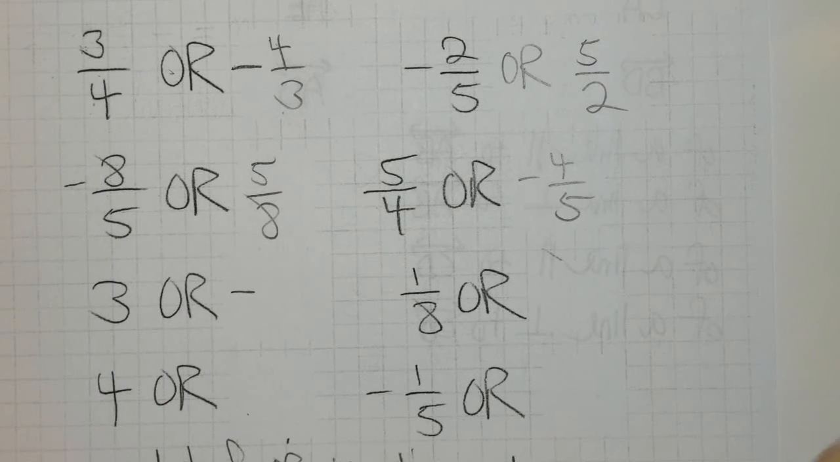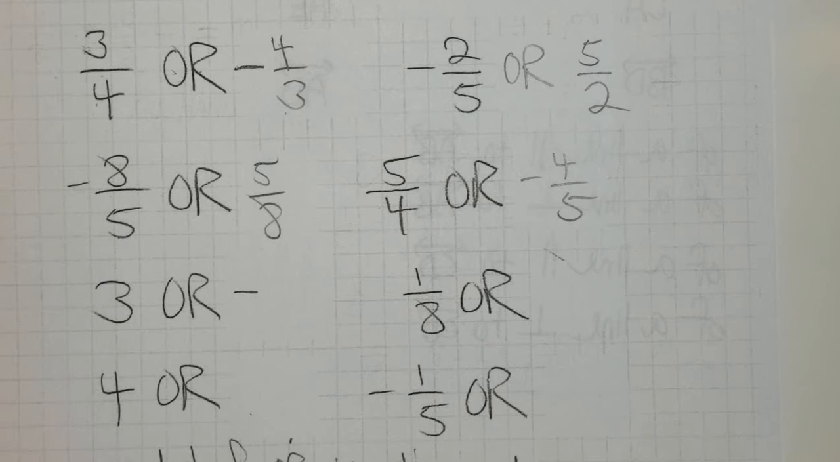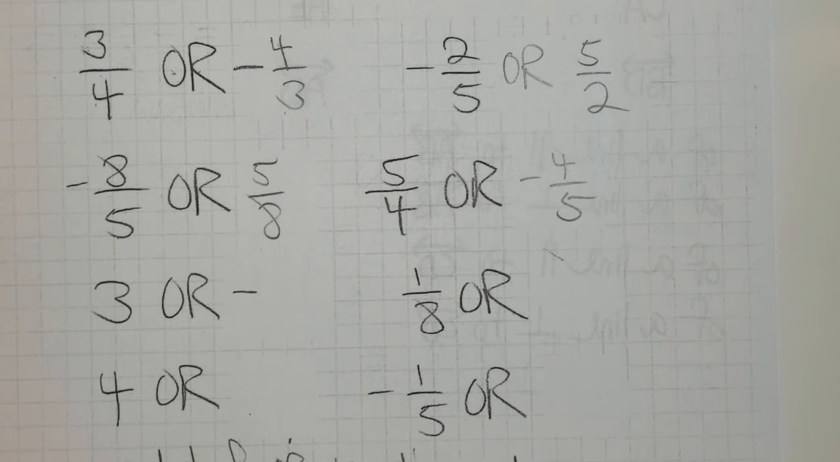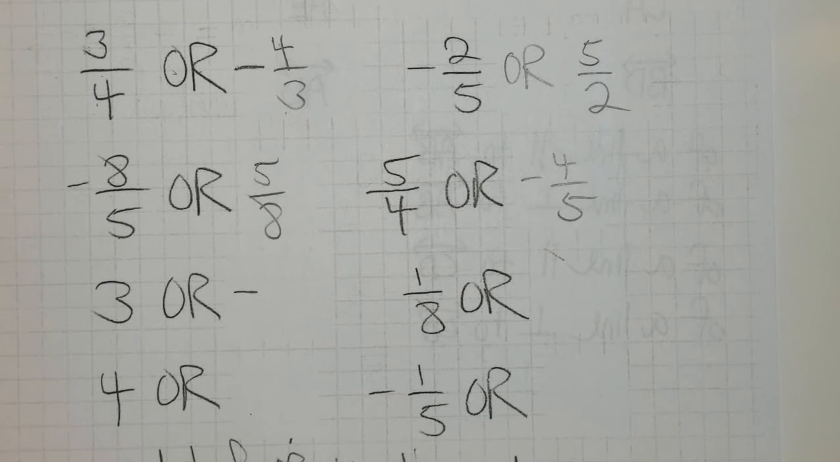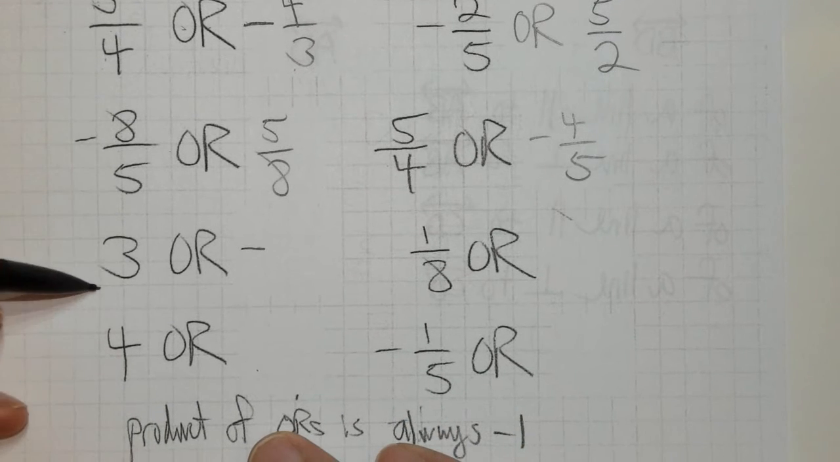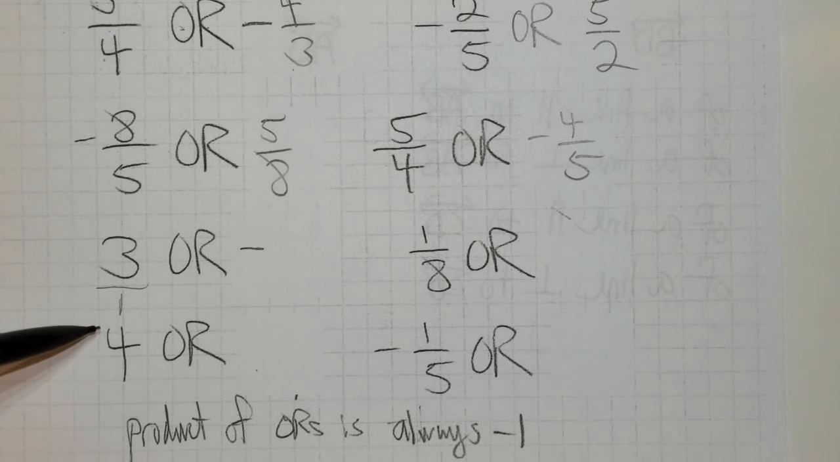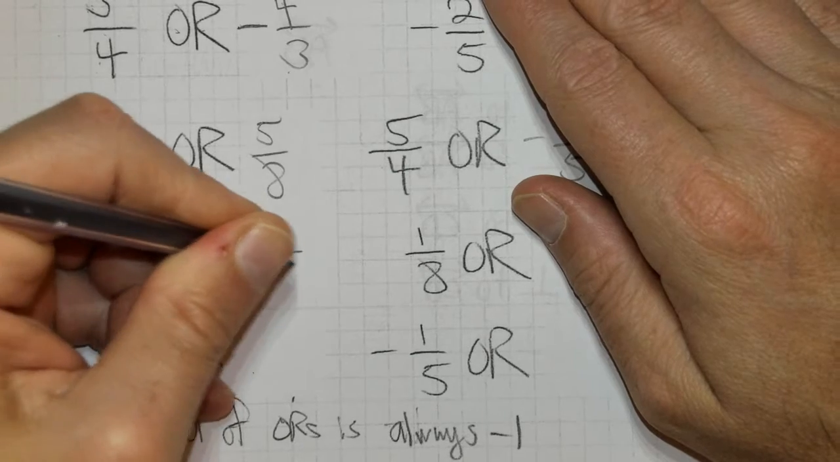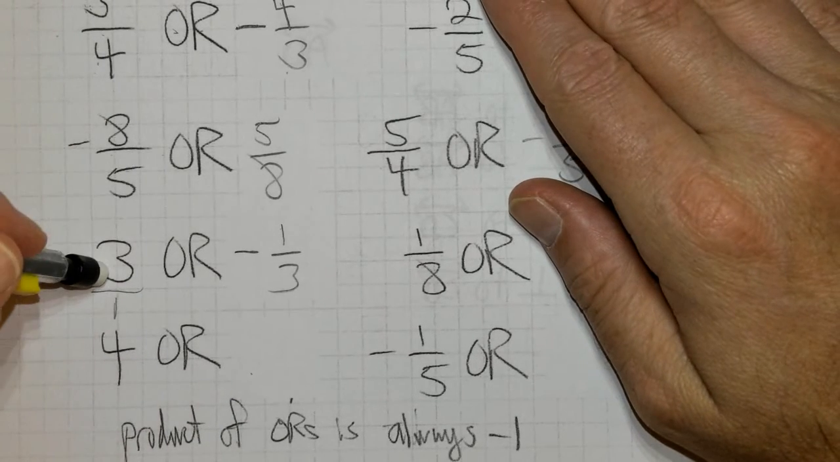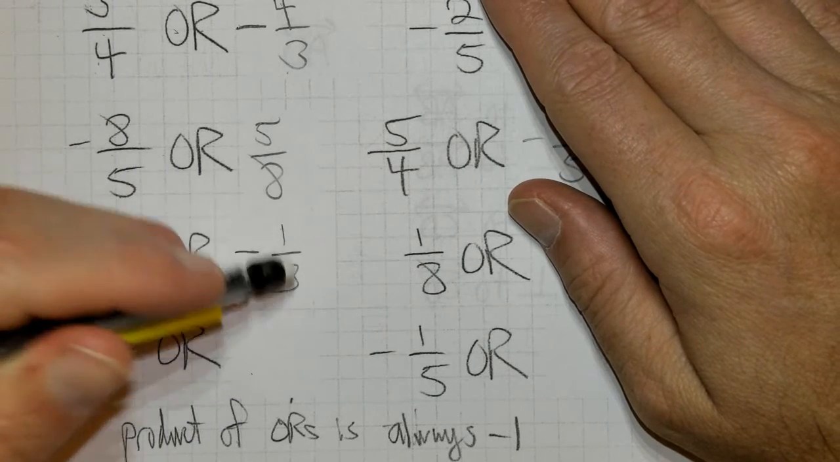But what's the reciprocal of 3? Well, reciprocal means flip the fraction. Well, 3 is not a fraction. However, I can make it a fraction. You can just put it over 1, right? 3 over 1. So if it's not a fraction, make it a fraction, and then flip it to 1 over 3. So the opposite reciprocal of 3 is negative 1 over 3.